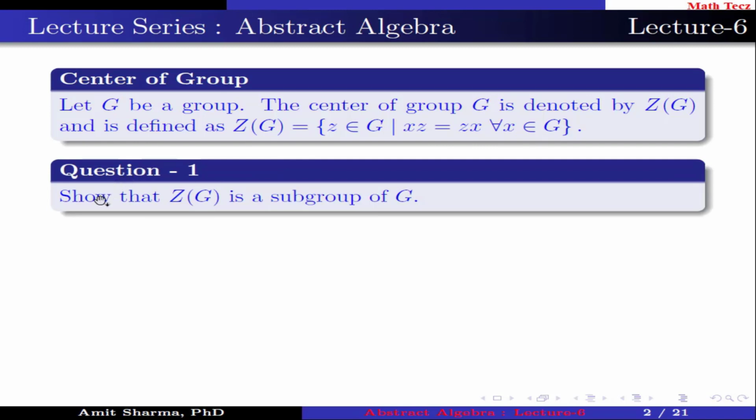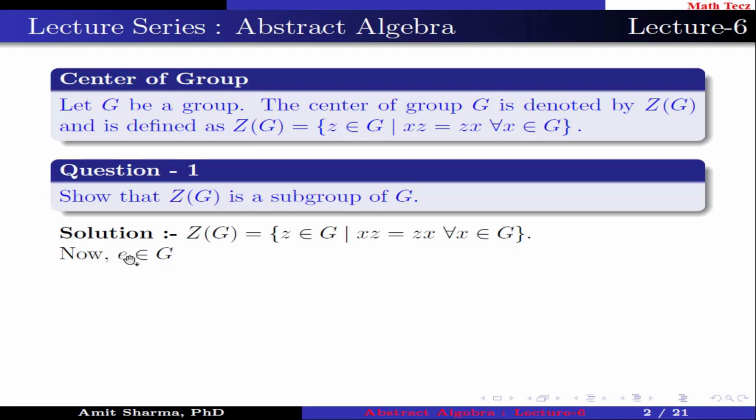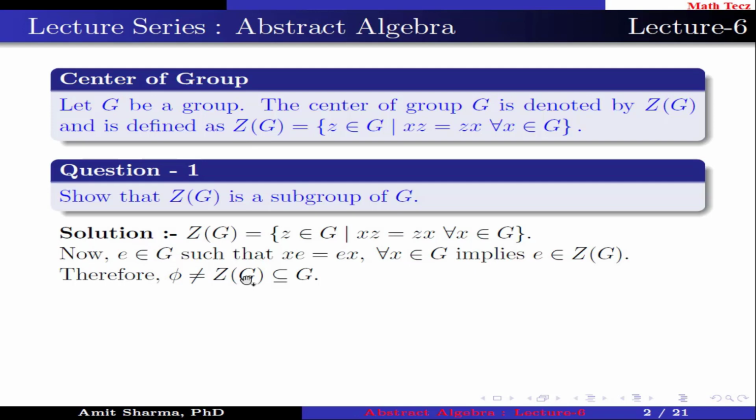Question number 1. Show that the center of G is a subgroup of G. The center of G contains the elements z belonging to G such that xz equals zx for all x belonging to G. Now e belongs to G such that x times e equals e times x for all x belonging to G, which implies e belongs to the center of G. Therefore, the center of G is not equal to phi and it is a subset of G.